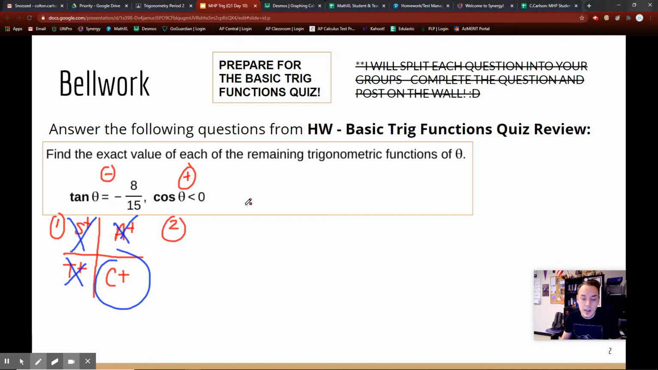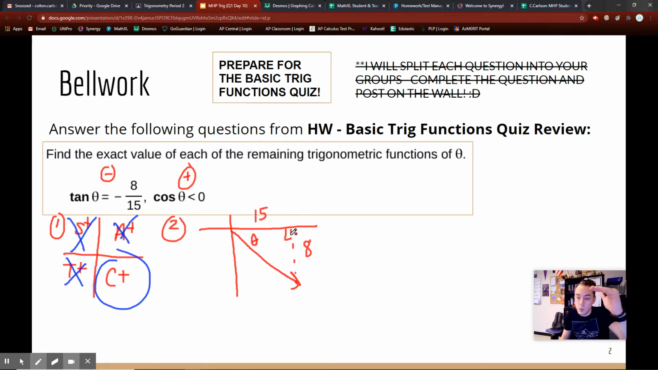Second step. Let's blow up my fourth quadrant here. So this is theta. I blow up my fourth quadrant. This is my right angle. All right. So I look at tangent. This is 8 over 15. Tangent is opposite over adjacent. So opposite is 8, and this is 15. Which one gets the negative? The one that's going down. So that means it's negative.